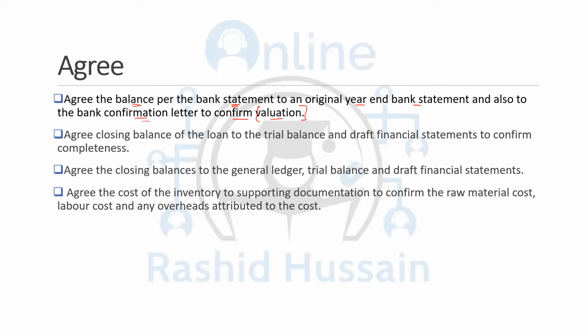But for example, if you're writing agree the balance on bank statement with the bank information letter, why are you doing that? Because you need to confirm the valuation. So if you're not writing the objective, the purpose and the assertion, then you will not earn the full marks. So make sure you're doing that.